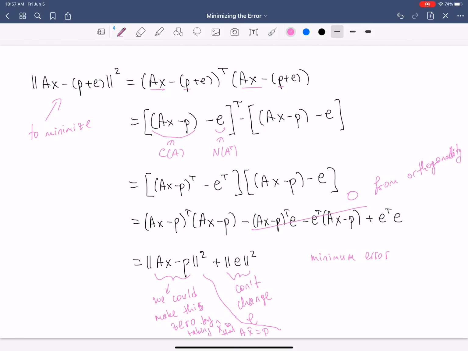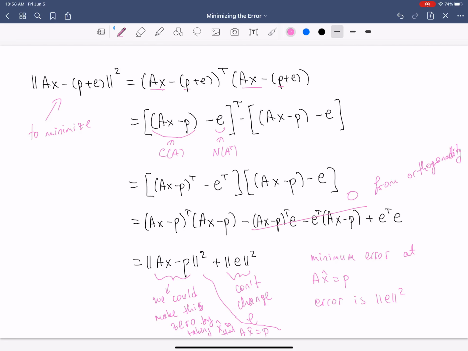So we see that the minimum error is achieved when we take x to be this x hat, and then the error is this E squared. So it's least squares because we're taking squares of the error. That's where it comes from.